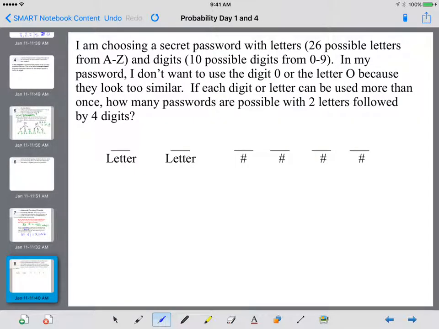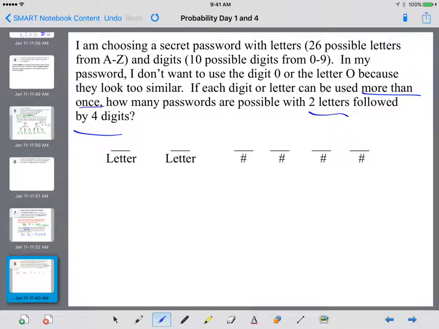Let's go to another example, a little more complex. I'm choosing a secret password with letters, 26 possible letters from A to Z, and digits, 10 possible digits from 0 to 9. In my password, I don't want to use the digit 0 or the letter O because they look too similar. If each digit or letter can be used more than once, so I can repeat, how many passwords are possible with 2 letters followed by 4 digits?